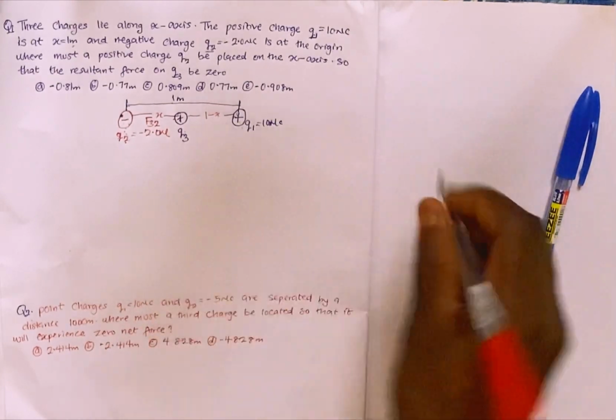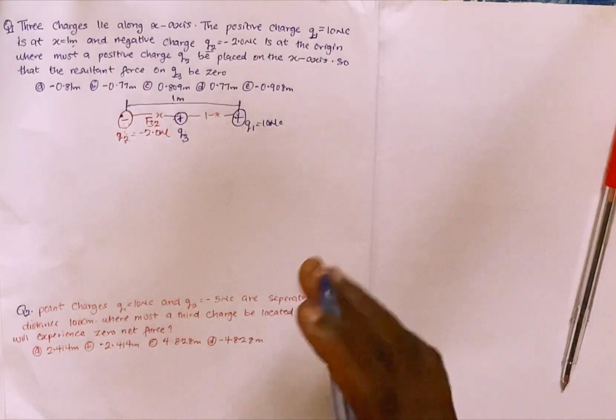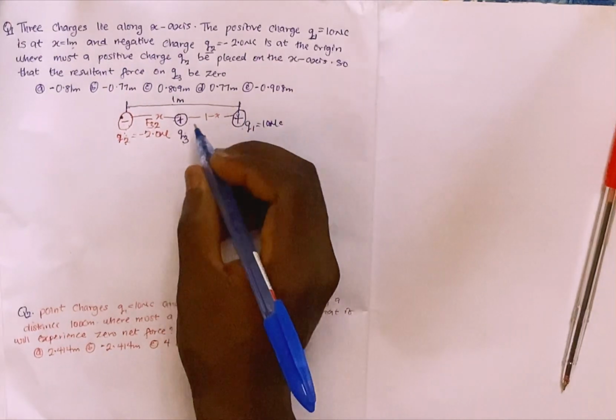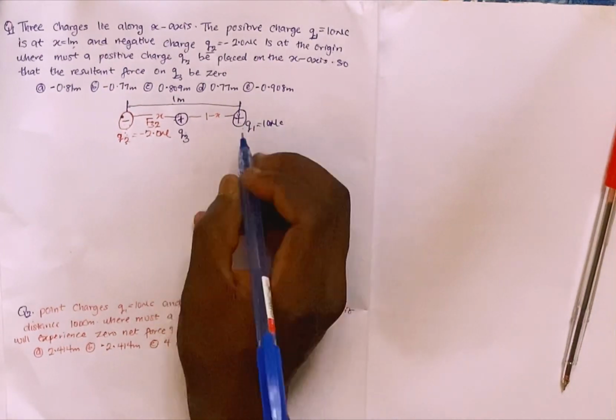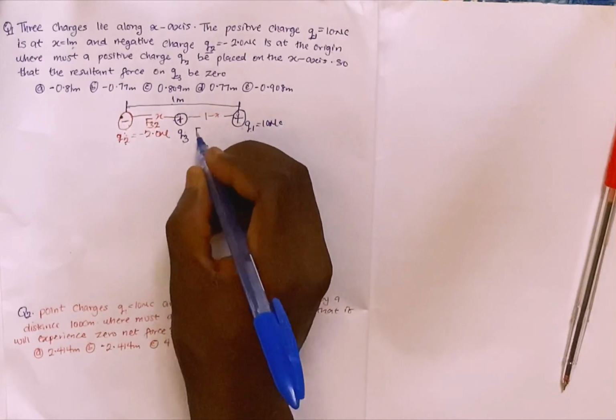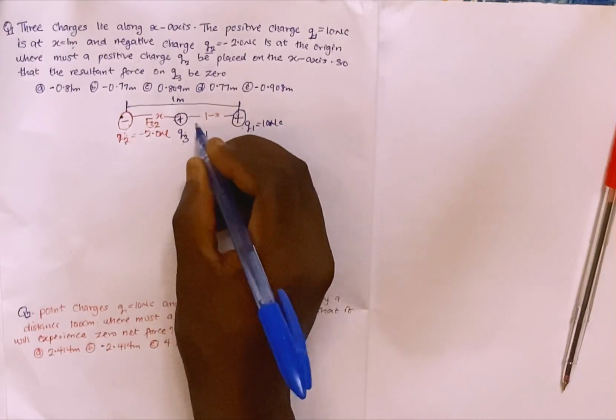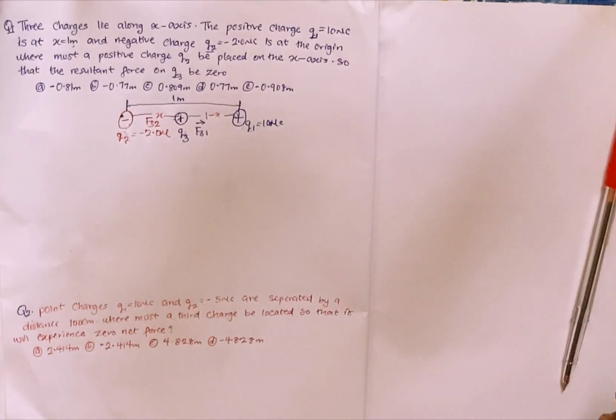Another thing we need to consider is that the force acting between Q3 and Q1 is F31, and it's a repulsive force. You understand it now? So in this case, my F32 must be equal to F31, so that I will experience a net force of 0 on charge Q3.